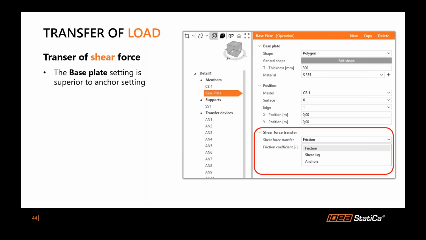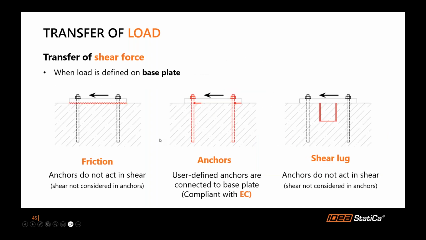Shear can be transferred via 3 transfer devices. Firstly, the friction between the base plate and the concrete surface. Anchors do not act in shear in this case. Secondly, via anchors. And lastly, via a shear lock welded to the bottom of the base plate. Interaction of these devices for shear transfer is not possible. They can only serve in one way, individually.